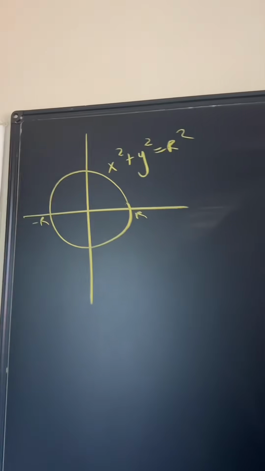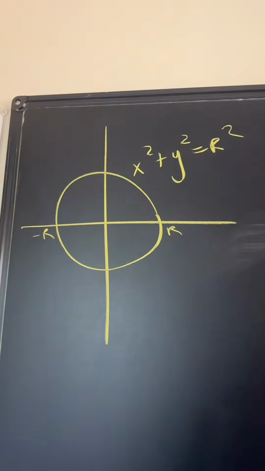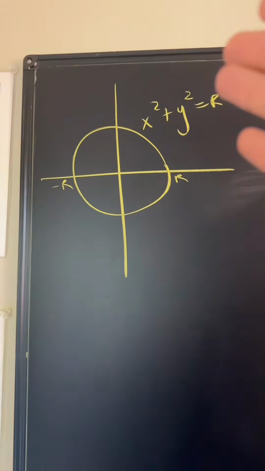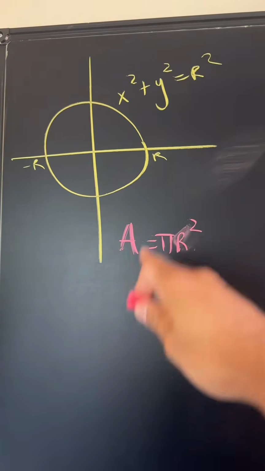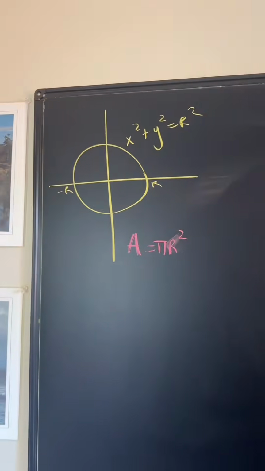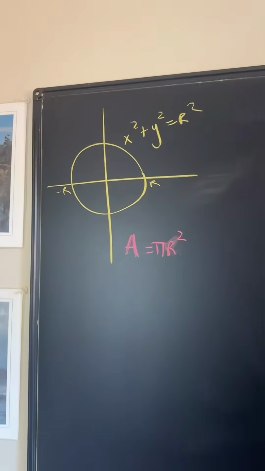So here's a familiar shape that we've all seen. This is the equation of a circle. Now, if we were to find the area of this circle, we know that it's equal to this right here, where the area is equal to pi r squared. Well, let's go ahead and find out how we do this using an integral.